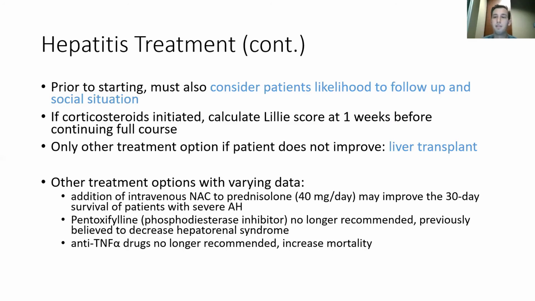And so if you do initiate it, you also need to be calculating the Lille score in 1 week to see if you need to continue giving them more steroids, because if it's not helping, you're just immunocompromising them, and you're not going to help their liver function. The other thing is, if they don't improve, liver transplant is about your only option. Otherwise you'll have to go the palliative route.